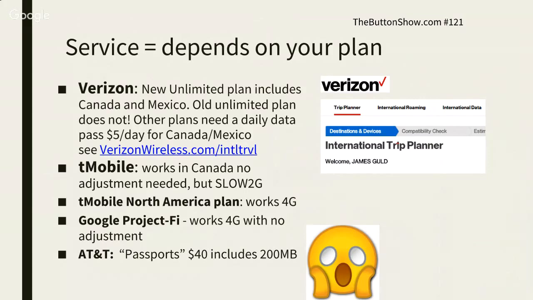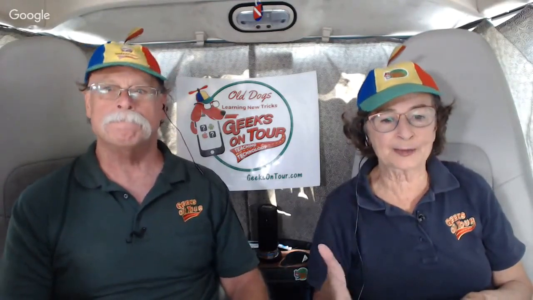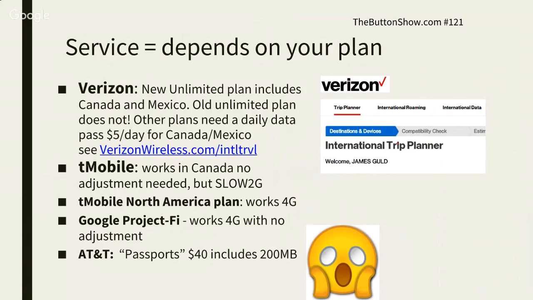Actually, we just turned cellular data off. I turned my whole phone off. Right, the one that I use for a hotspot, I turned it completely off and put it away, so I knew that it wasn't going to be a problem. But Verizon does have a web page, verizonwireless.com/INTLTRVL, which gives you everything you need to know.